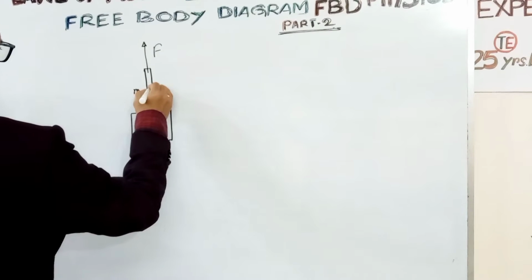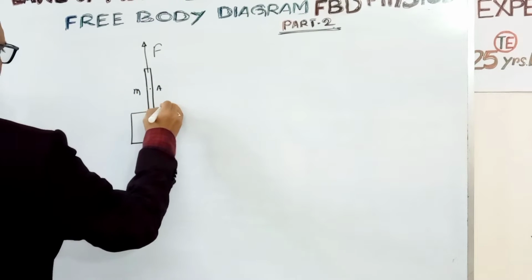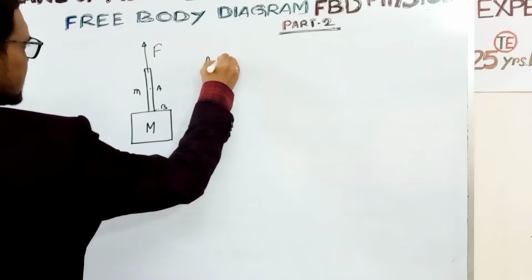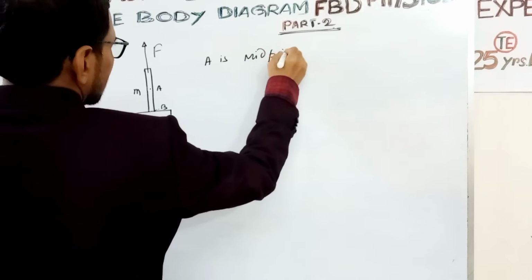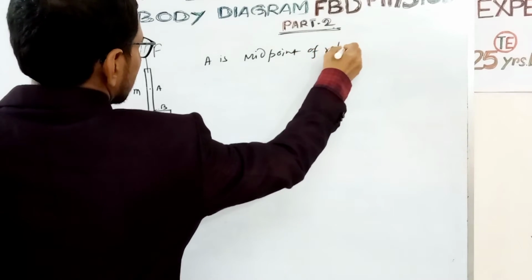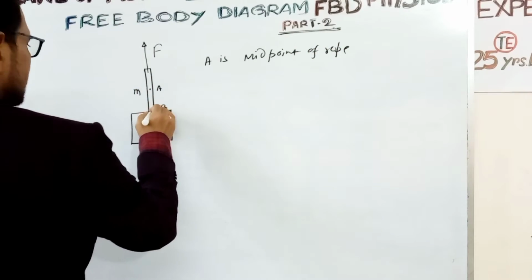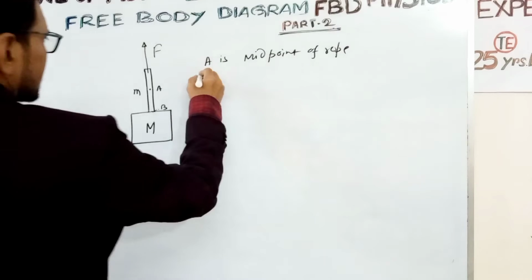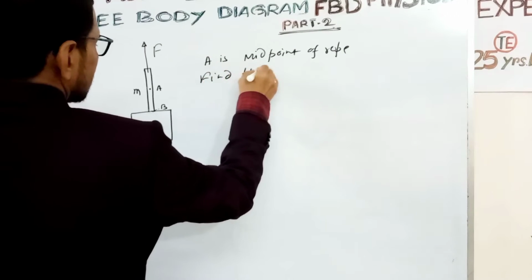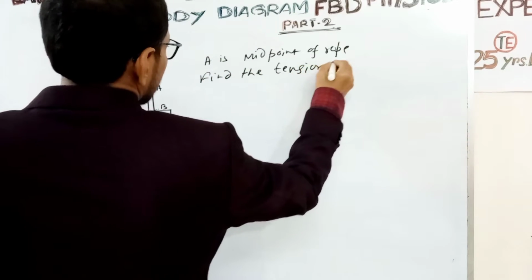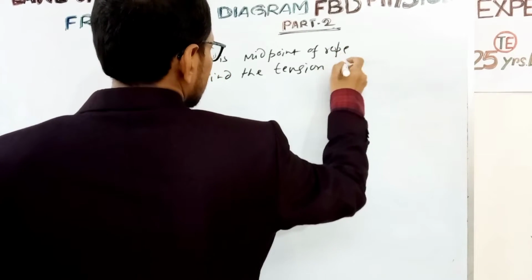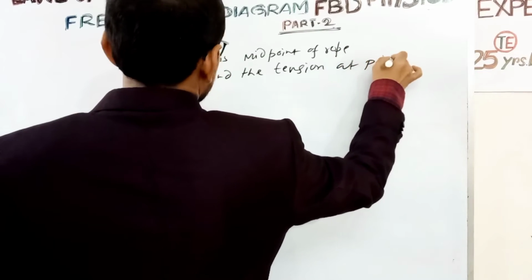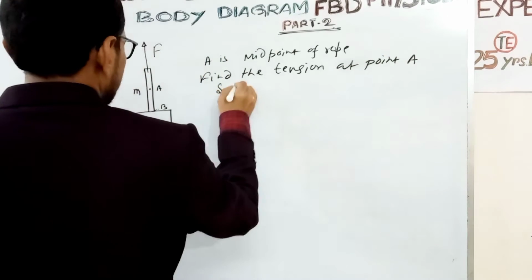And the whole system is pulled apart with a force F. Now A and B: A is the midpoint of the rope, and B is the junction point. So find the tension at point A and B.